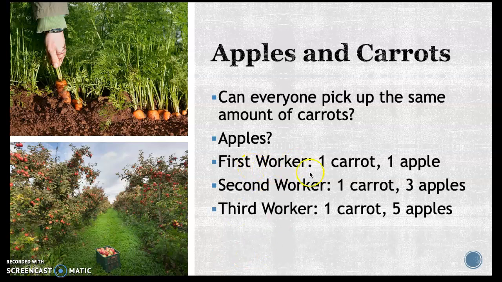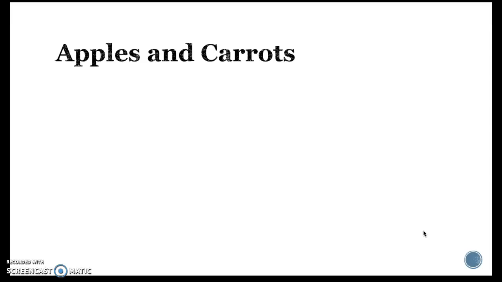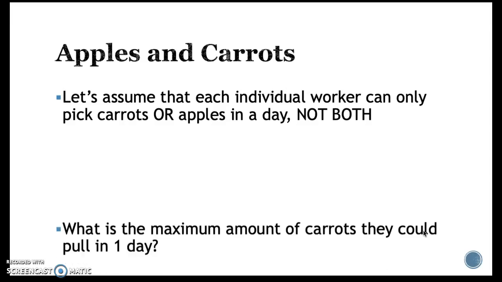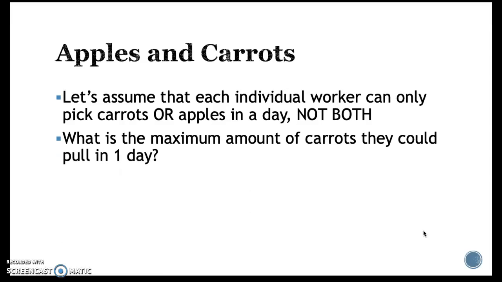So essentially, our first worker is pretty short, they can only reach 1 apple, while our third worker is tall and can collect 5 apples. So we have 3 workers, we have 3 human resources. However, we're going to assume that each individual worker can only pick carrots or apples in a day, not both. So they have to choose which of those goods they are actually going to produce. They cannot do both.